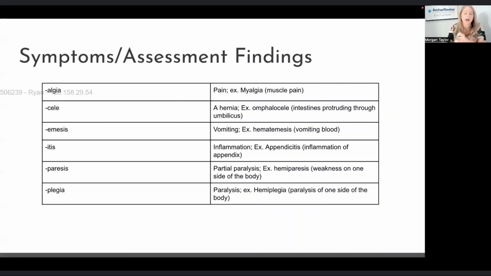Paresis means paralysis, and partial paralysis specifically. So hemiparesis, you've got weakness on one side of the body, only partial paralysis. Versus plegia, we have total paralysis. So hemiplegia, paralysis on one side of the body.